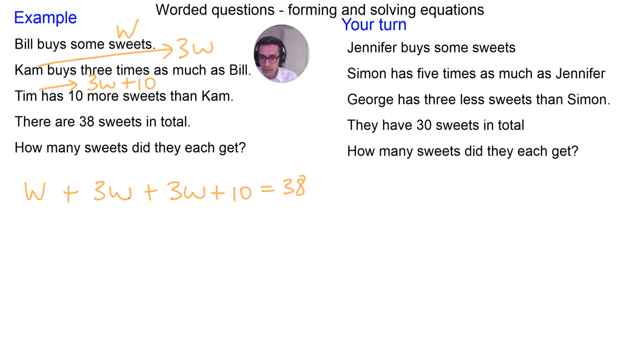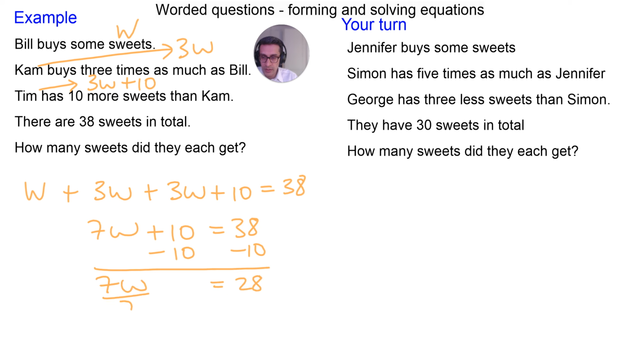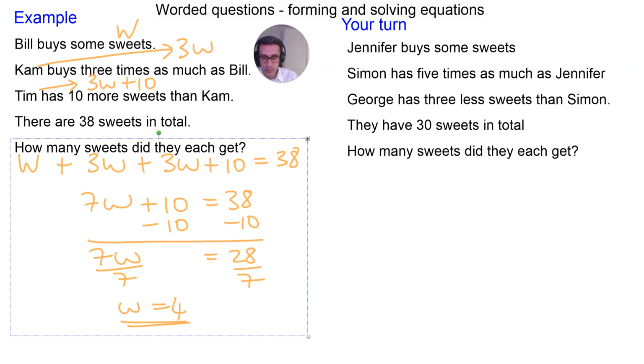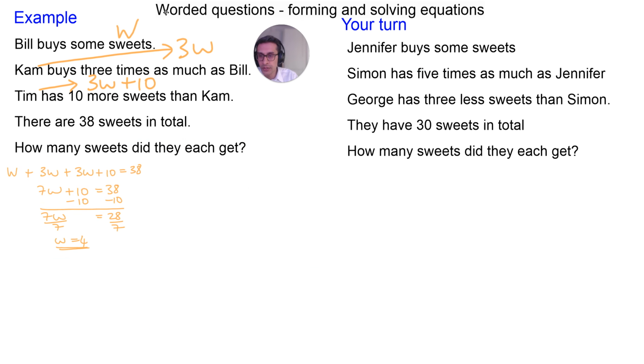So add up the W's, that's going to give you 7W plus 10 equals 38. Take away 10, take away 10. 7W equals 28. And then we're going to divide by 7, divide by 7. So W equals 4. So it says how many did they each get. So we need to write down their names and how many each individual person got. Otherwise you don't get the final marks.